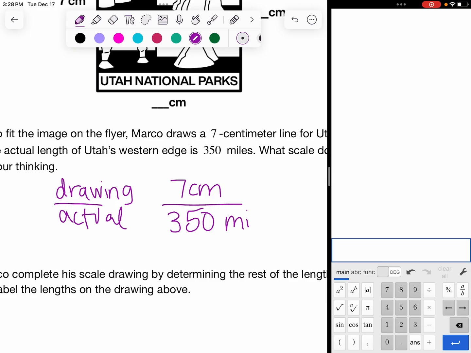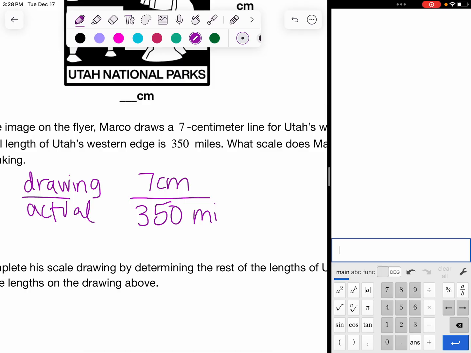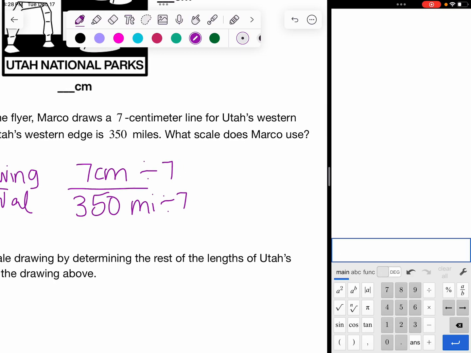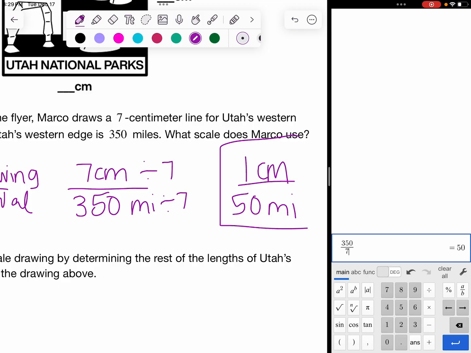Now we could simplify this and make it much easier. Well, let's try dividing both numbers by 7. It's always easiest when the top number is a 1 or a small number. So let's divide both of them by 7. Well, 7 divided by 7 is 1 centimeter. And then 350 divided by 7 is 50 miles. So here's a simplified scale that Marco used. He said for every 1 centimeter, it was 50 miles in real life.